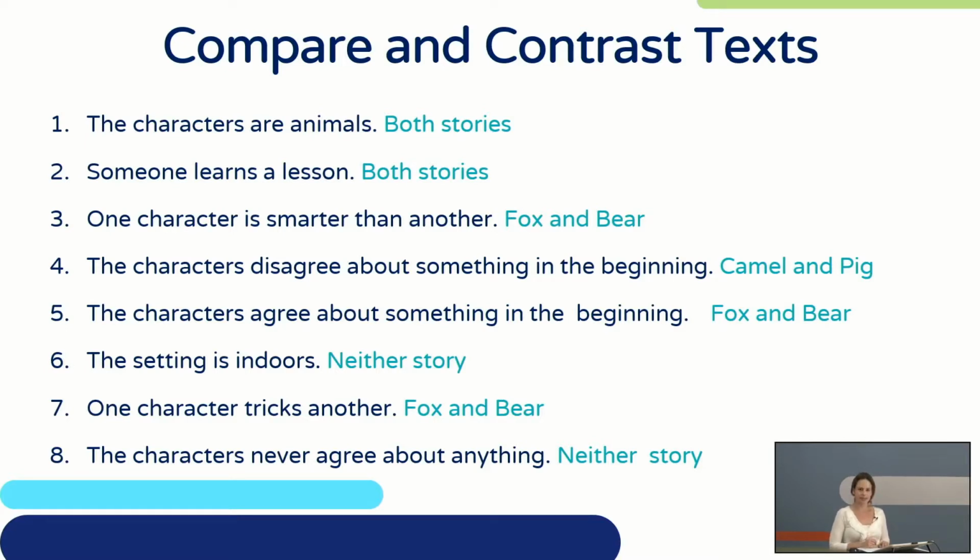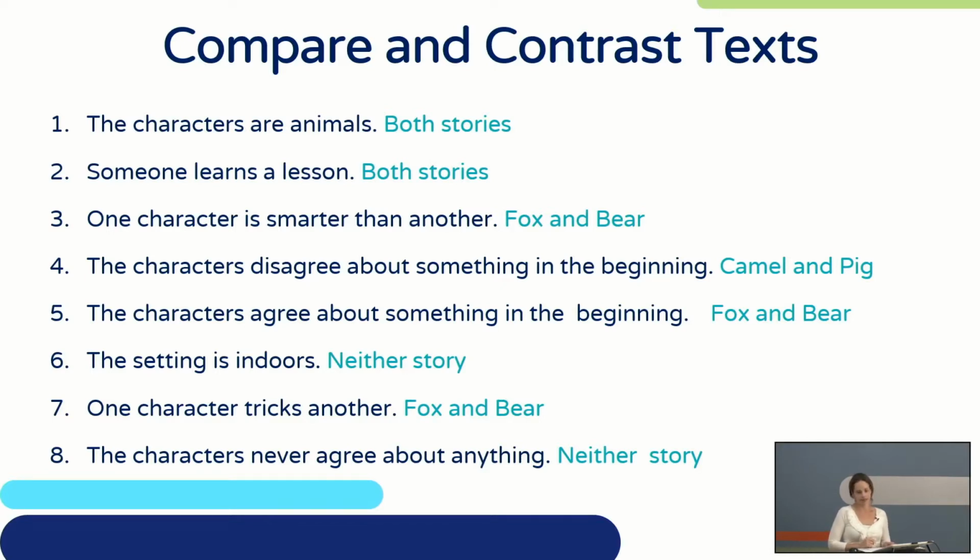Number 6, the setting is indoors. Remember, setting means where the story takes place. So neither story. Both stories took place outside. Number 7, one character tricks another. This is true only for the Fox and Bear story. Fox tricks Bear to eat the root of the corn, and he tricks him later so that he can also eat the turnips.